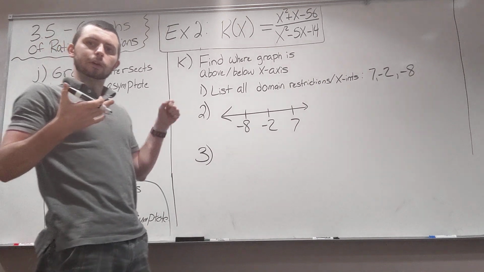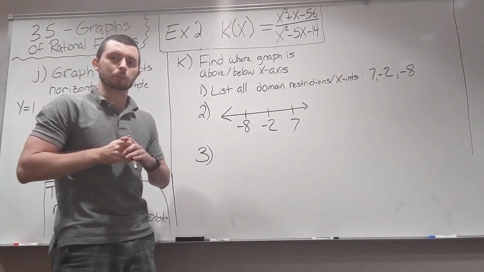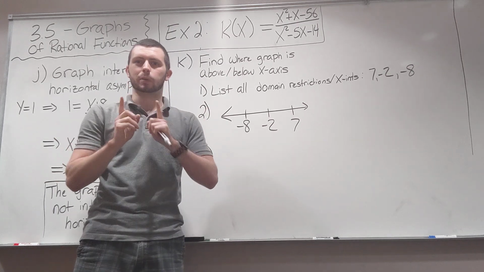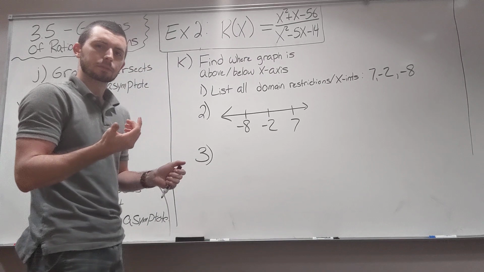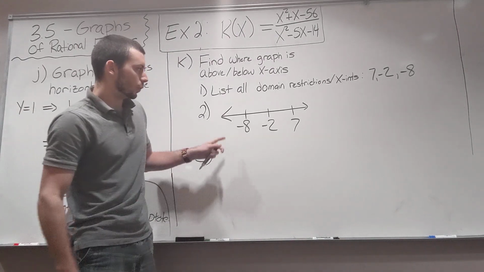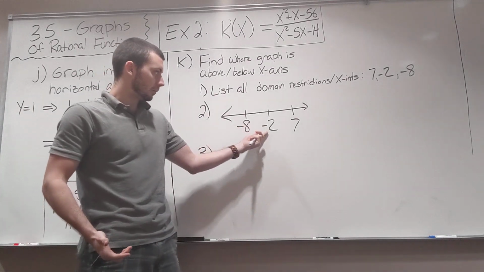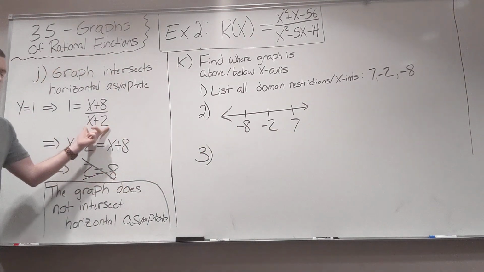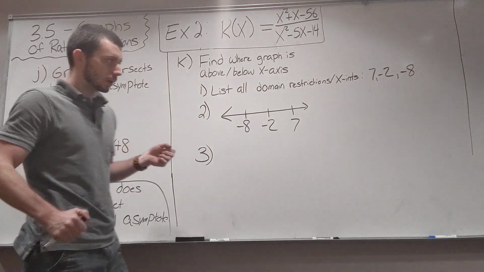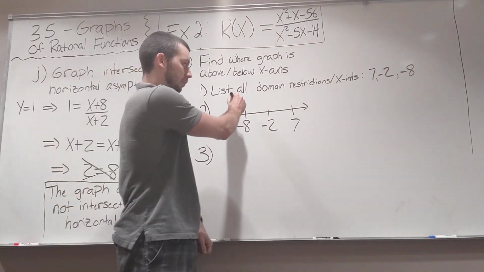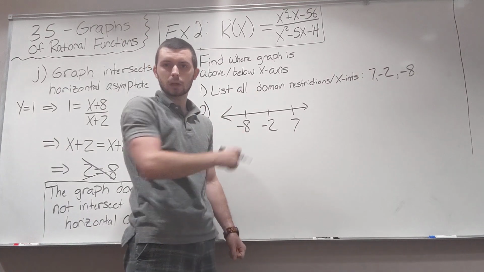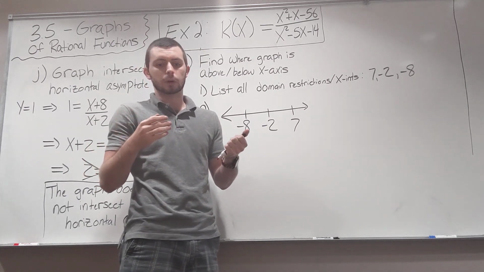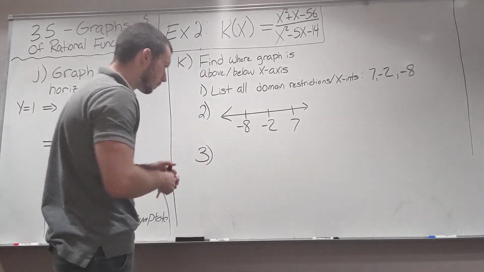This is where I'm going to change things up a little bit from previously, because in the previous example I said there's 2 ways of going about this. The way I explained before was you would pick a test point from each segment, plug that into the original function, which is the x plus 8 over x plus 2 function, and a positive means you would put a plus sign, a negative means you'd put a minus sign. We're going to do it a little bit differently, just so I can show you both ways and you can pick whichever one you like more.